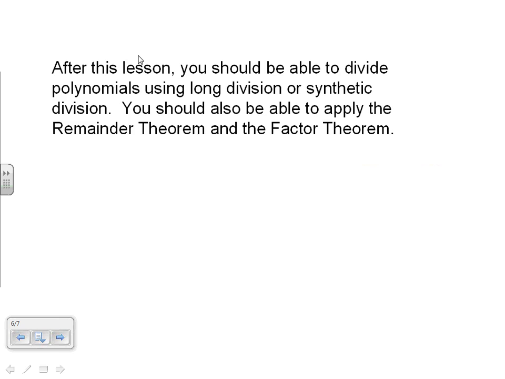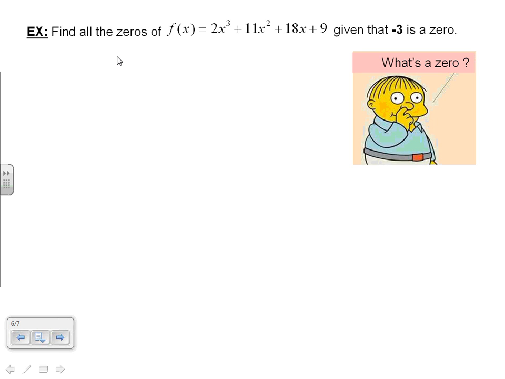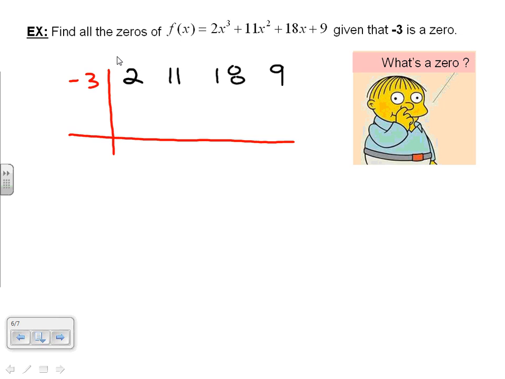So I'm going to do this one by hand. And I'm going to put negative 3 out here. And I'm going to put in my coefficients. I'm going to try to do this properly. So I'm going to have 2x cubed, 0x squared, 11x squared, 18x plus 9. And by the way, I already know what my remainder is going to be, right? Because negative 3 is a 0, so I better get a 0 down here. Let's make sure that this is going to happen for us.